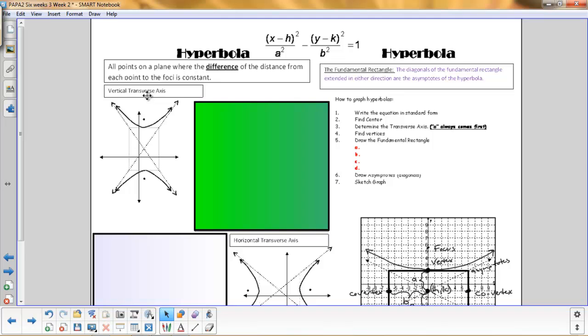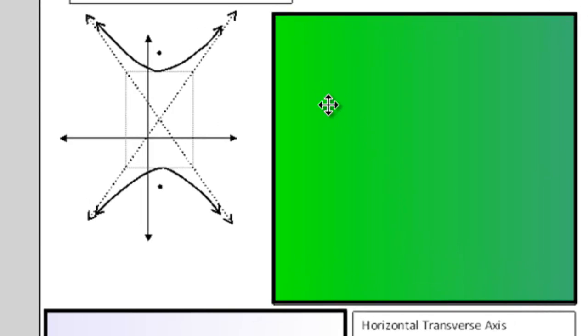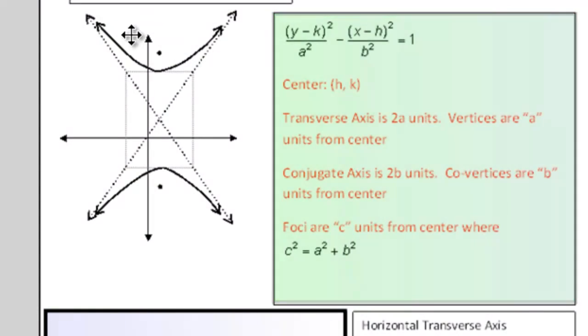You've got basically two types of hyperbolas. You've got your vertical transverse axis and your horizontal transverse axis. So rather than calling it a major axis and a minor axis, we're going to call it the transverse axis and the conjugate axis. It's just a different word for major and minor. Vertical means it's up and down, and horizontal means it's left and right. You'll notice that if it is vertical, the y value will come first.